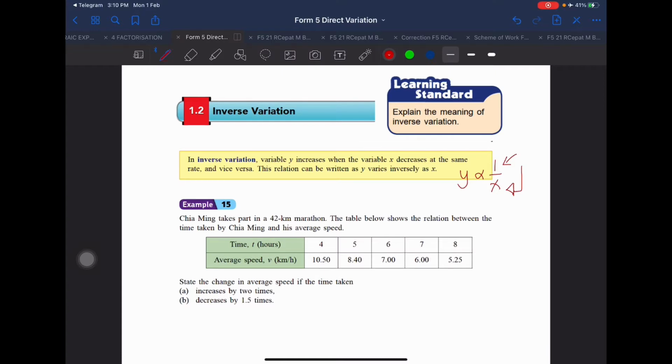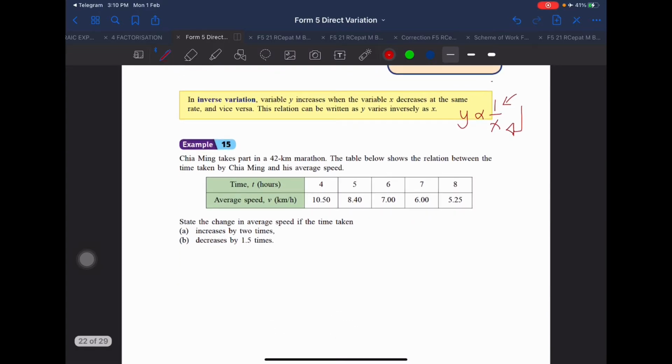So we look at the first example, example 15. Chia Ming takes part in a 42-kilometer marathon. The table below shows the relation between the time taken by Chia Ming and his average speed. You can refer to the table. State the change in average speed if the time taken: A, increased by 2 times; B, decreased by 1.5 times.